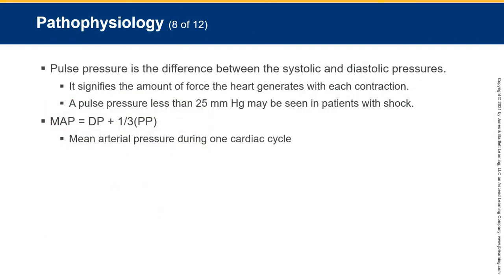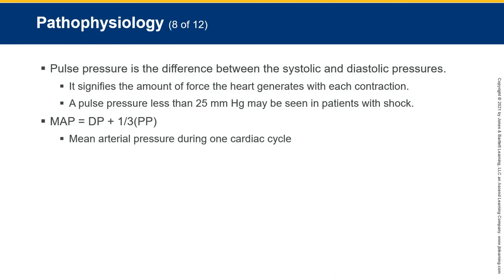All right, so pulse pressure is going to be an important vocab term here. That's the difference between the systolic and diastolic pressures, basically systolic pressure minus diastolic blood pressure. It's the amount of force the heart generates with each contraction. If that number comes out to less than 25 millimeters of mercury, then those patients are in shock.